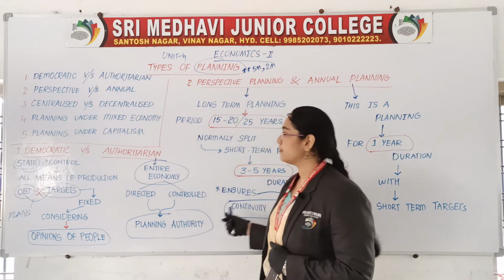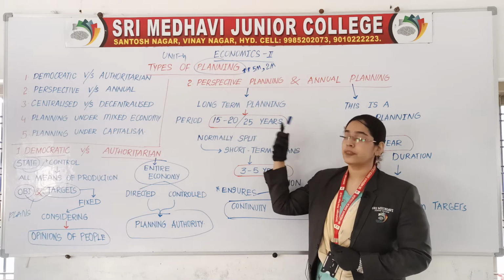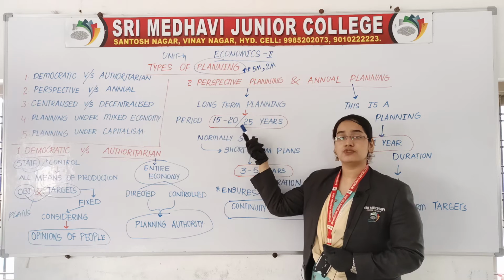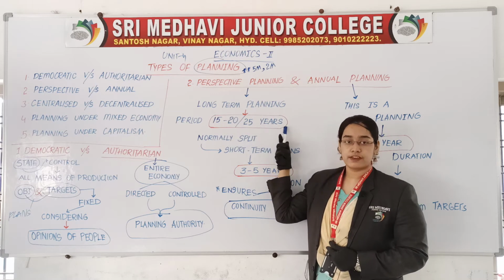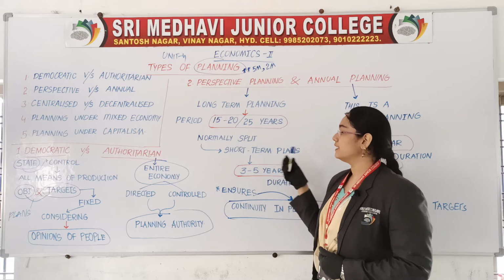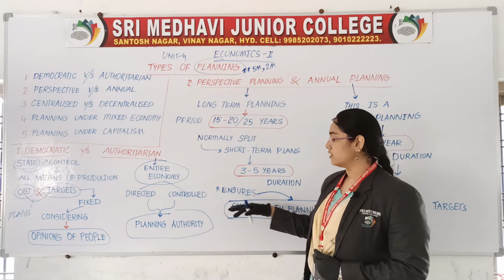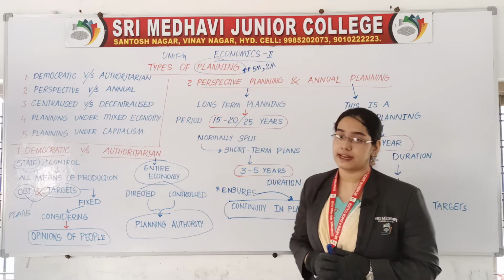Alright. So what is perspective planning? It is a long term planning for a period of 15 to 20 or 25 years. It is normally split into short term plans of 3 to 5 years duration, and it ensures continuity in planning.